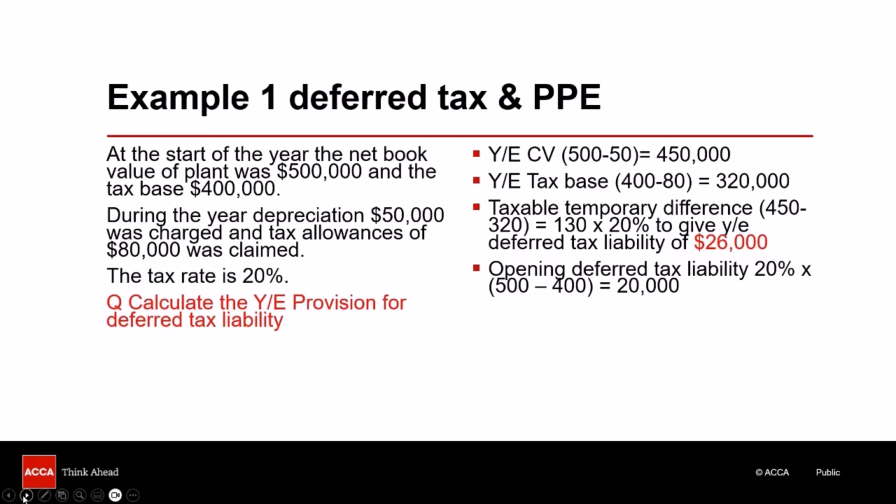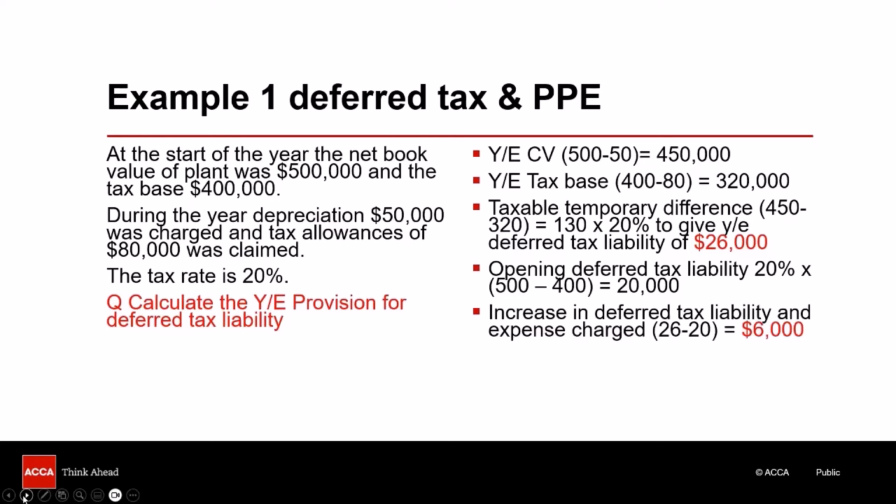So from a P&L perspective, if you've already got a liability of 20 and you need 26, you're increasing that by 6. Your additional expense, your additional deferred tax liability will be 6,000. 6,000, if you like, is the debit and the credit, the double entry. You're charging profit and you're increasing the liability.